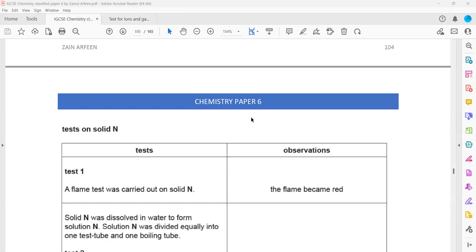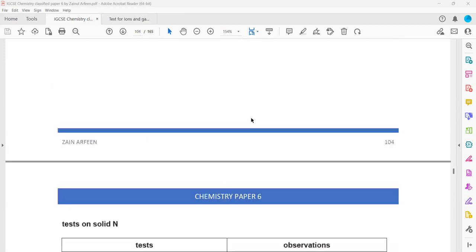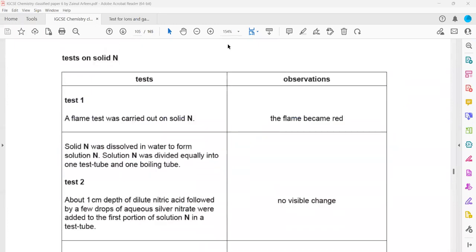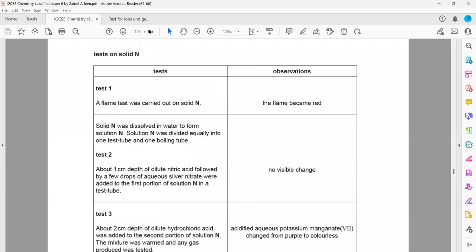Test on solid M. First we did the test on solid M, which was iron(III) nitrate. Then the test on solid N is done. A flame test was carried out and the flame is red.